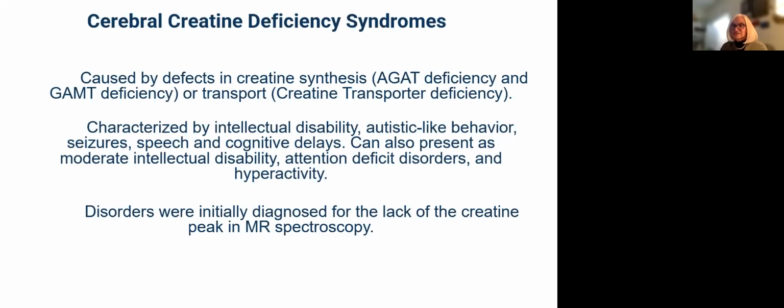They are all characterized by intellectual disability, autistic-like behavior, seizures, speech and cognitive delays. They may present with a milder phenotype with moderate intellectual disability, attention deficit disorder, and hyperactivity. Initially, these disorders were diagnosed through brain magnetic resonance spectroscopy because of the lack of the creatine peak.